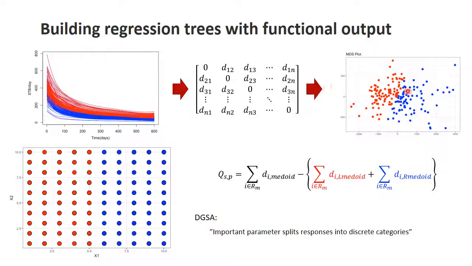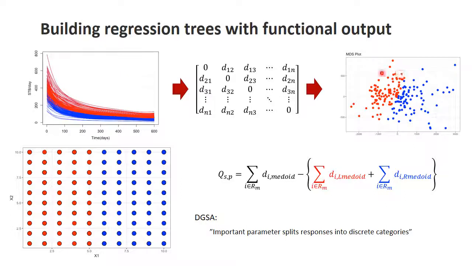And then I can do multidimensional scaling. In that multidimensional scaling plot, what I get is two groups, each representing different functions, and of course, each representing different parameters associated with those functions.